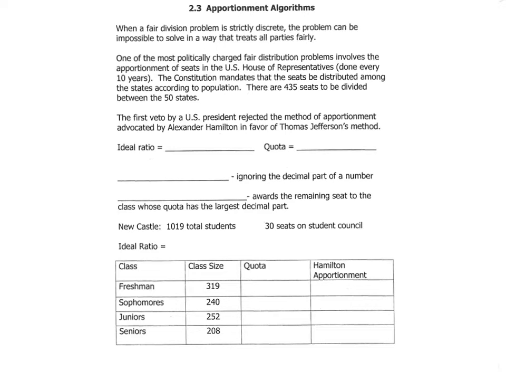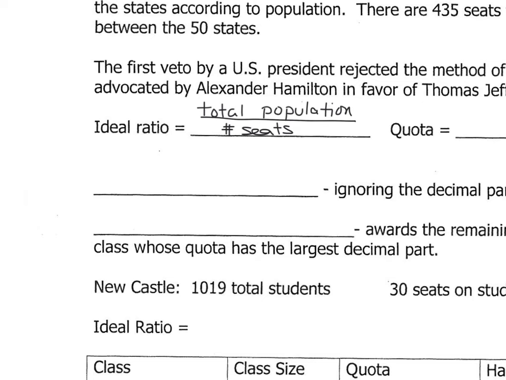So the first thing we want to figure out is, what is each representative or each seat? How many people does that represent? And we call that the ideal ratio. The way we will find the ideal ratio is finding the total population divided by the number of seats. Sometimes you're not given the total population, in which case you just need to sum together all the small parts.